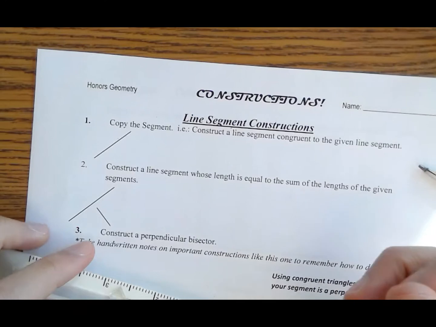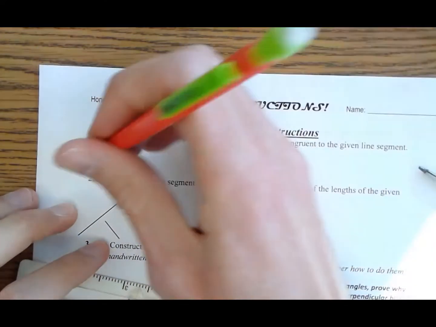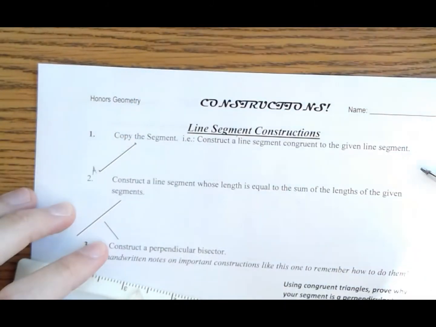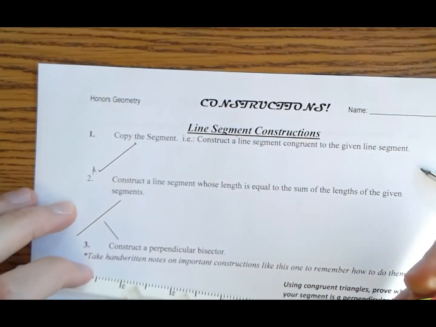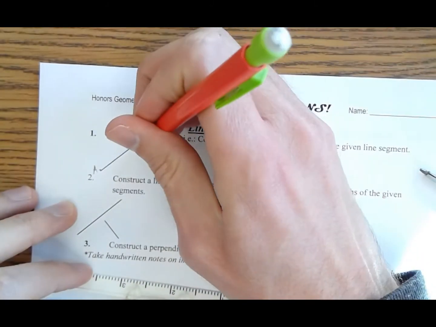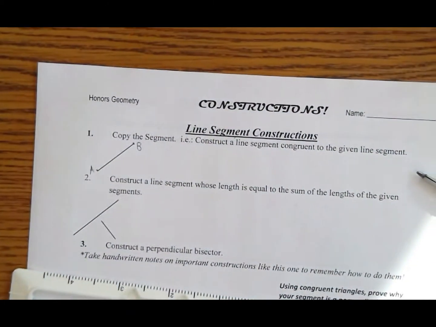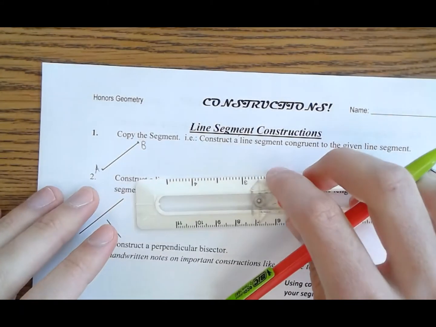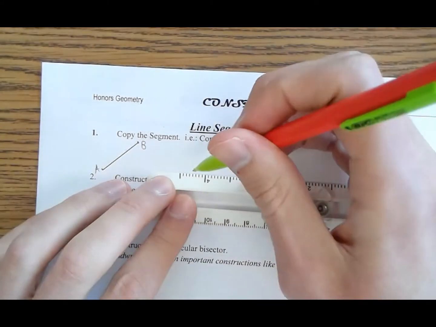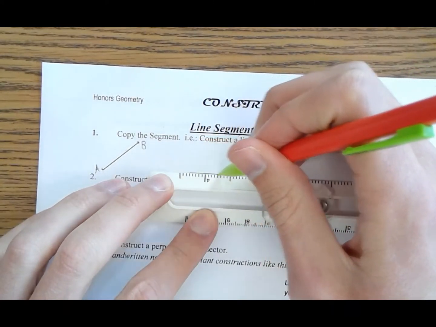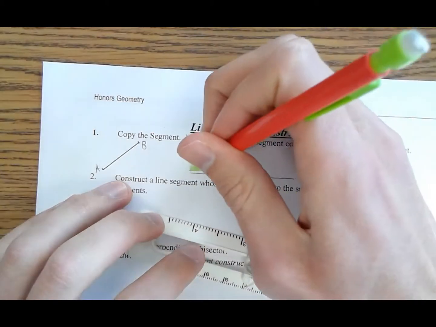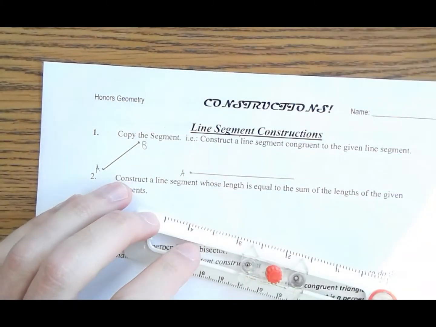Copy the segment. This is the first, really original one. Most basic construction. Copy or make a congruent line segment. So I'm going to call that A and B, segment AB. I'm going to copy it over here. To do that, I'm just going to make any line segment. I'm going to make it longer than AB. So I'll put A here. So this is the basic one.